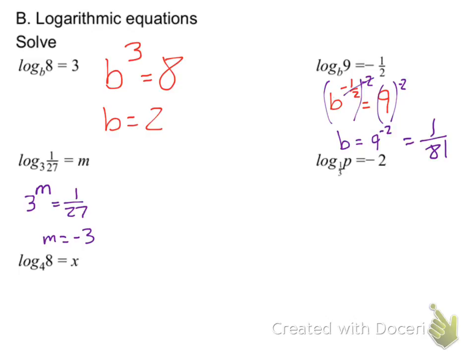That is a log base 1/3. P equals negative 2. So that's 1/3 to the negative 2 equals P. Well, that one's pretty easy, isn't it? What do negative exponents do to fractions? Flips them. So it becomes 3 over 1 squared, or 9.